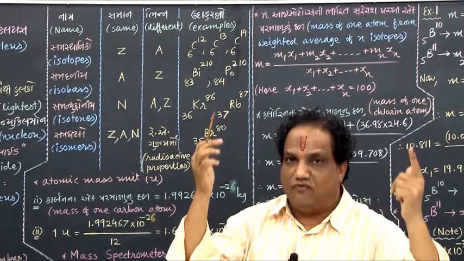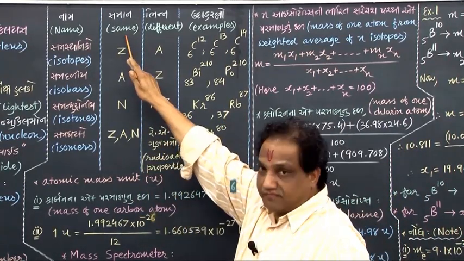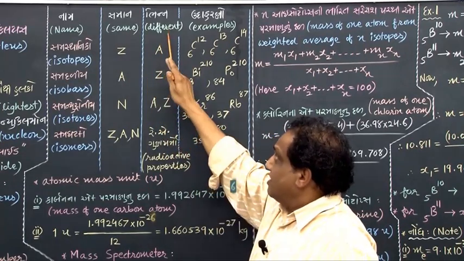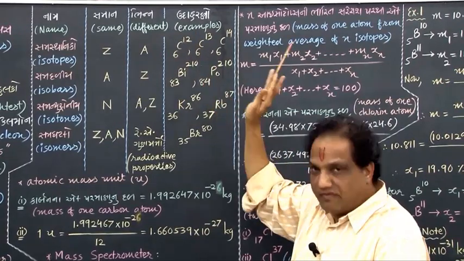Atoms for the nuclei of which... Look, here I have written whatever is same. Here I have written whatever is different. And here I have given some of the examples. Okay, let us see one by one.